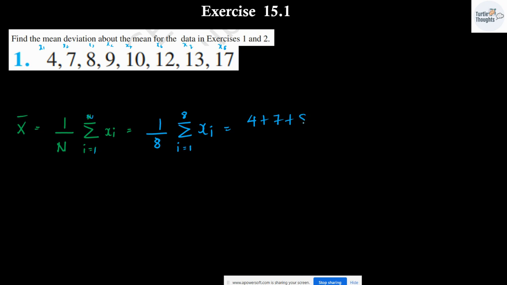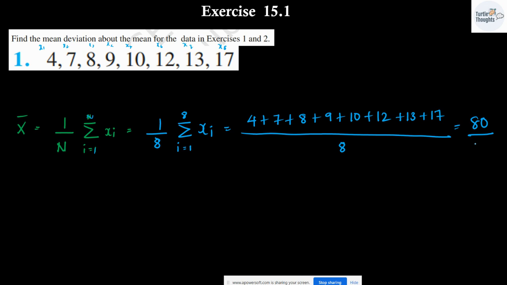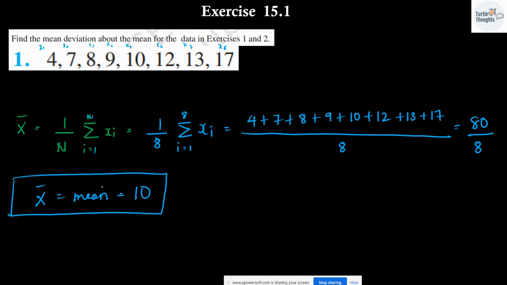4 plus 7 plus 8 plus 9 plus 10 plus 12 plus 13 plus 17, divided by 8. Right? 4 plus 7 is 11, 11 plus 8 is 19, 19 plus 9 is 28, 28 plus 10 is 38, 38 plus 12 is 50, 50 plus 13 is 63, 63 plus 17 is 80. So you will be getting 80 divided by 8. X bar, which is the mean, is going to be 10. You have got the value of x bar.